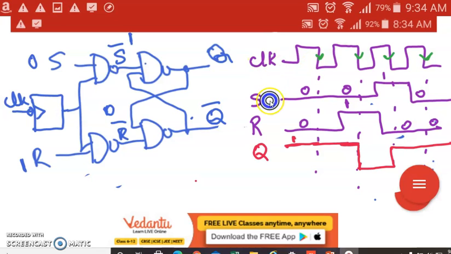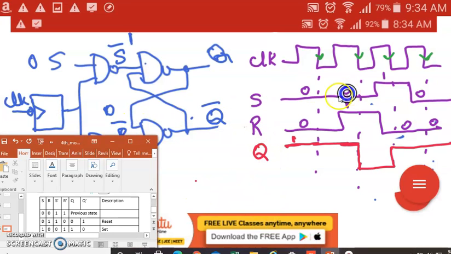So this is the clock, and I want to write all conditions of S and R. Since 1, 1 is forbidden, I have not written that. So S is 0, 0, 1, and I have written 0. R condition is 0, 1, 0, 0. Now, what is the output of Q? We know when S and R is 0, 0, it holds the previous state. Whatever was the previous state, I've written 1 here. At this particular instant, since S and R is 0, 0, it retains the previous state until the next negative edge of the clock.